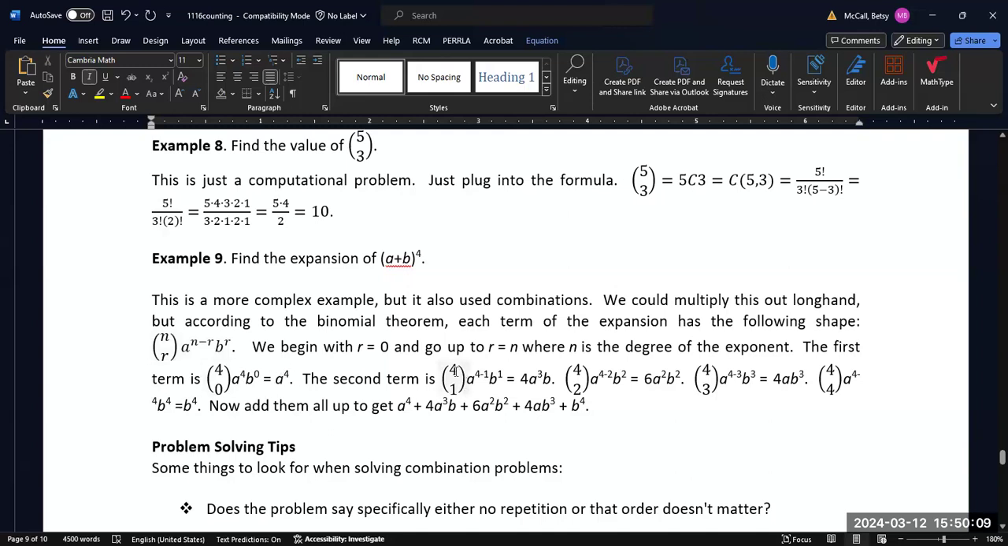The second term would be 4 choose 1, a cubed times b, and that would be 4 a cubed b. 4 choose 2 would be a 6. Again, we can look at our Pascal's triangle to see that, a squared b squared. 4 choose 3 is back to 4. This would be a b cubed, and then 4 choose 4 would be no a, since a to the 0, and then just b to the fourth. And then when we put them all together, this would be our formula for that expansion.